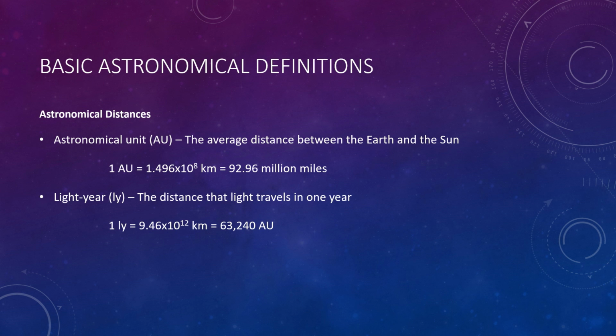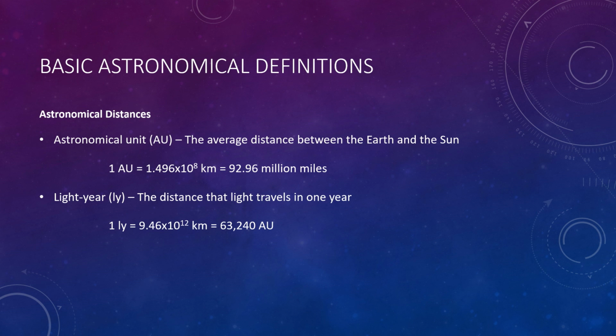But if we move outside of our solar system, even that won't cut it anymore. If we're talking about distances maybe from one star to the next in a galaxy, well, then we might want to use a light year. Now, just to be clear, a light year is not time, even though it has the word year in it. A light year is the distance that light travels in 1 year. So a light year is equal to 9.5 trillion kilometers, or 63,000 astronomical units.